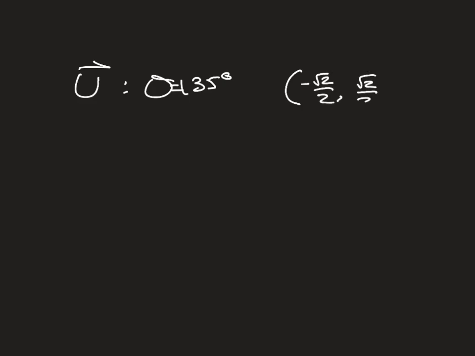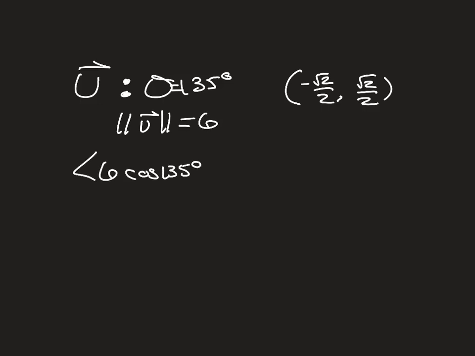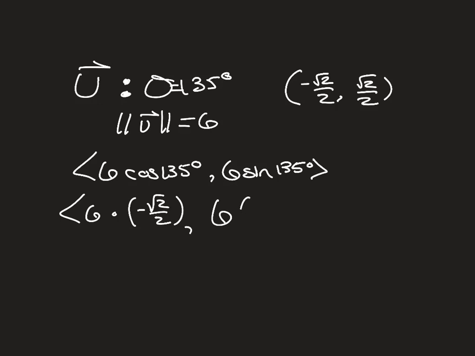And the last one we need to do is vector U. Vector U says that its angle is 135 degrees. And the ordered pair on the unit circle is negative root 2 over 2, comma, root 2 over 2. Not all of these are pretty unit circle ones, but the ones that are, I'm just going to review the unit circle. The magnitude of vector U is 6 centimeters. So I'm going to do 6 cosine 135, comma, 6 sine 135. So that's really 6 times negative root 2 over 2, comma, 6 times root 2 over 2.